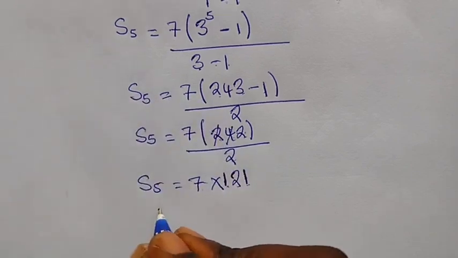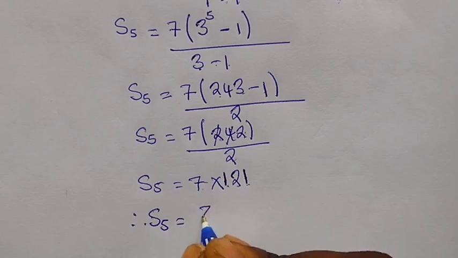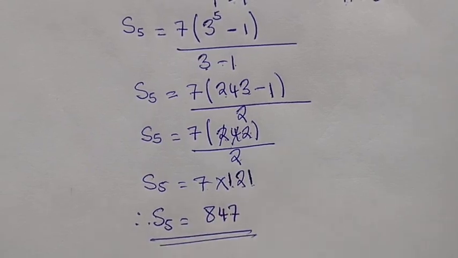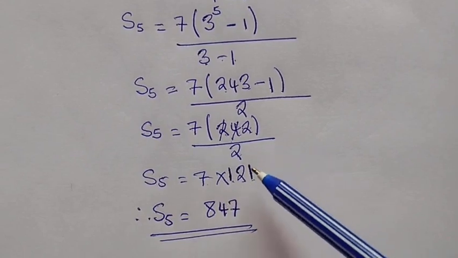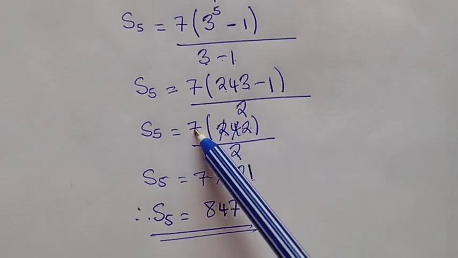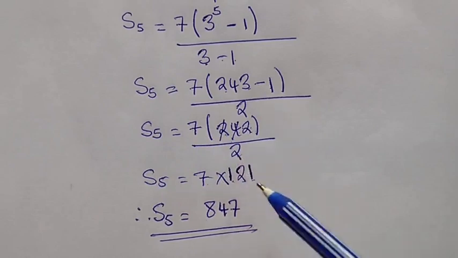Therefore the sum of 5 terms is equal to 847. This is our answer. If it's not divisible, it's better for you to just multiply 7 times this value, then afterwards divide by 2. So thank you so much. We now move on to the next question.